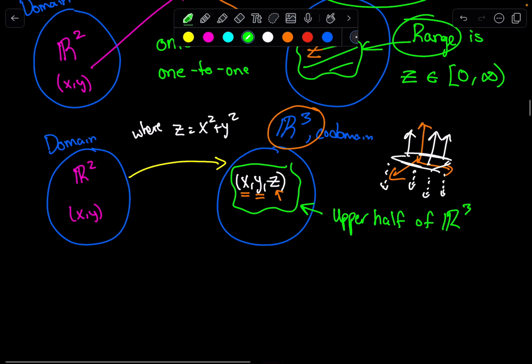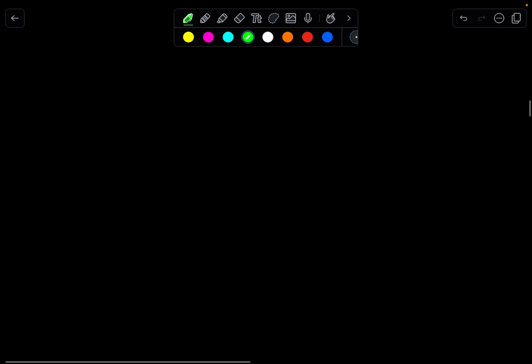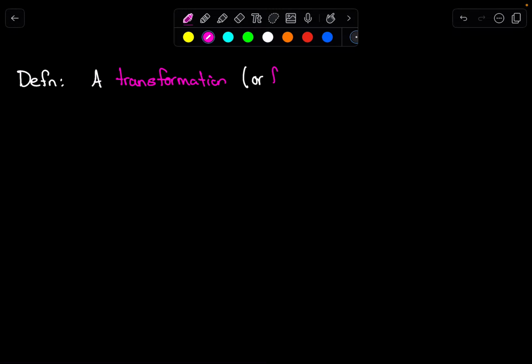Okay, so if that makes sense and that refresher feels good about what a function is and how they work, then we're going to define this thing called a transformation. Okay, so a transformation, I'll use colors, a transformation, which is sometimes called a function.